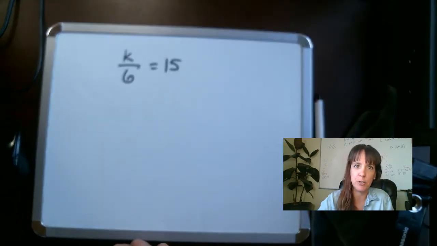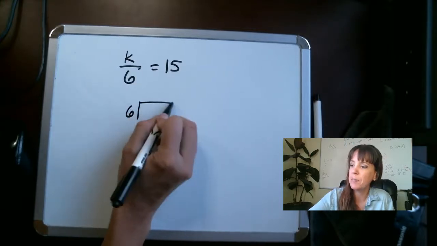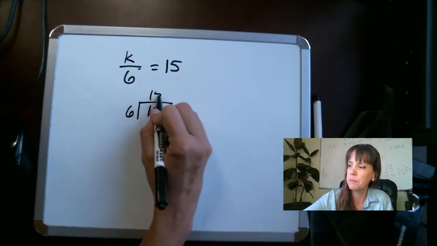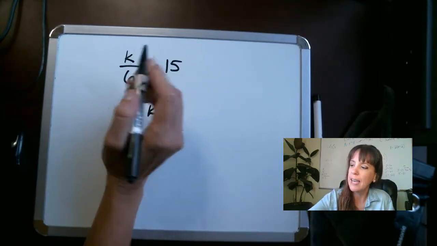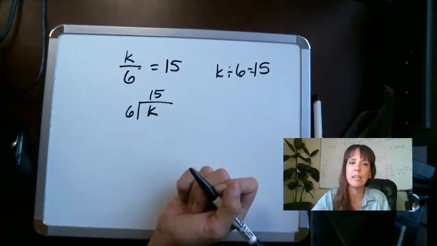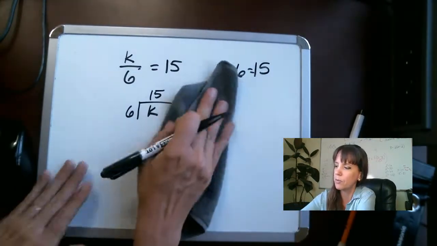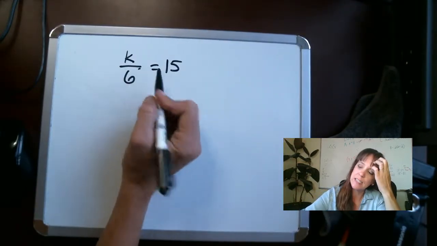You can use that fraction bar. Another way of writing it is 6 divided by K is 15. That's another way that we can write it, okay? Another one is K divided by 6 equals 15. All right? So you'll see all those different ways. So K divided by 6 is 15.